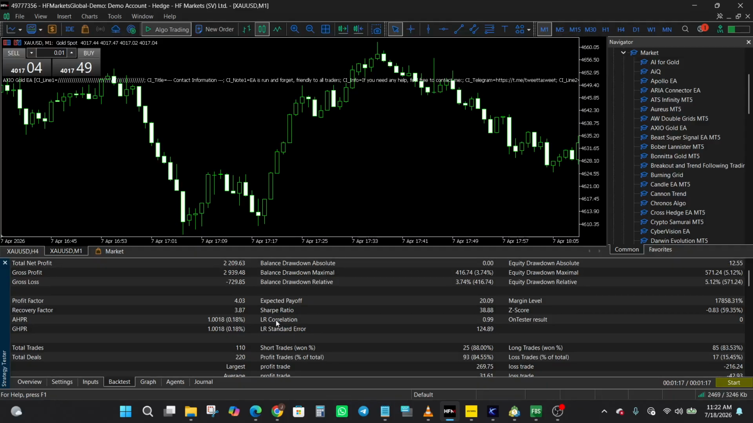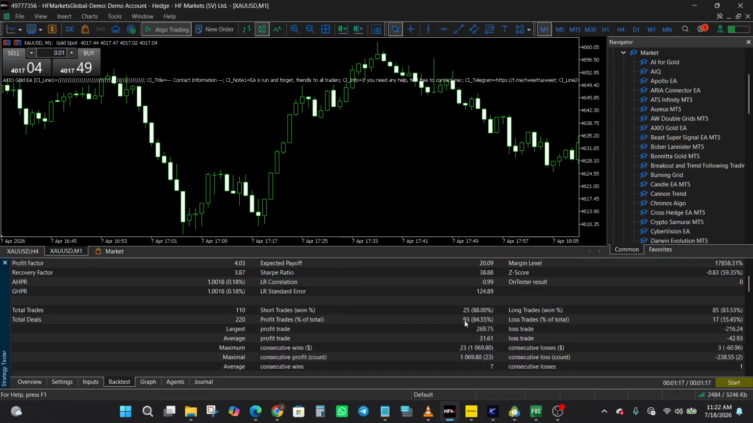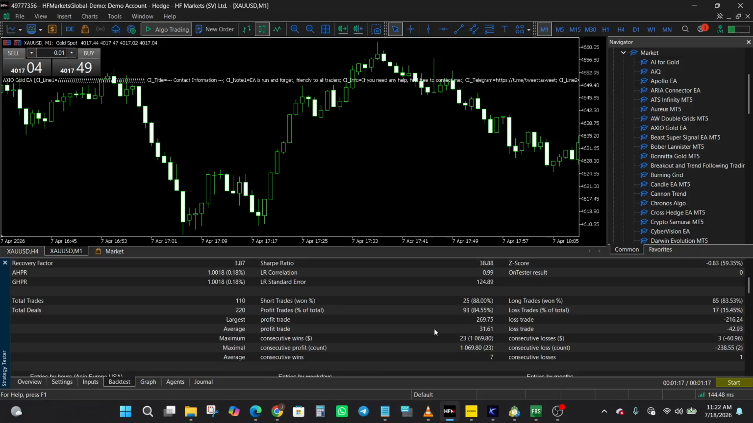Now, the profit factor came in at 4.03, and drawdown stayed controlled around 3.74% on the balance, just over 5% on equity. We can see that here. So that's a pretty tight risk footprint for gold. Now, one thing worth noting from the numbers is that the win rate here is high. Out of 110 trades, 93 were profitable, which is over 84%. But the average profit is $31.61, while the average loss is $42.93, so the average loss is actually higher than the average profit.